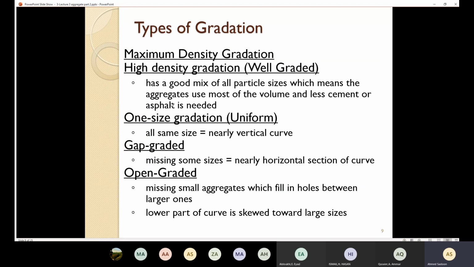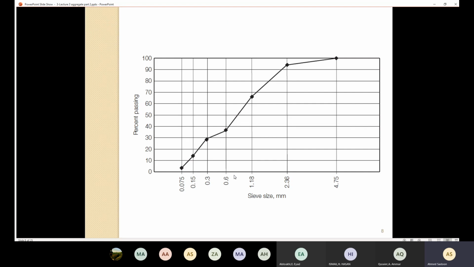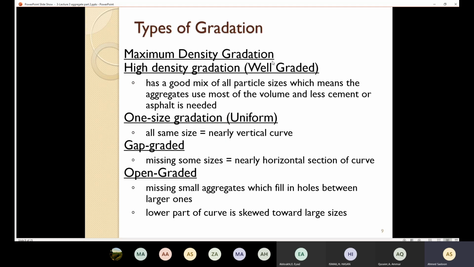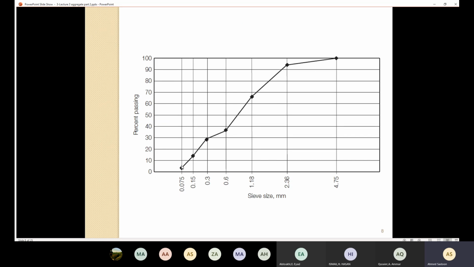Next time we are going to talk about the types of gradation. We have aggregate with a dense gradation, aggregate with one-size gradation, aggregate that is gap graded, and aggregate that is open graded. So next time we are going to learn how to classify the type of the aggregate depending on that curve.